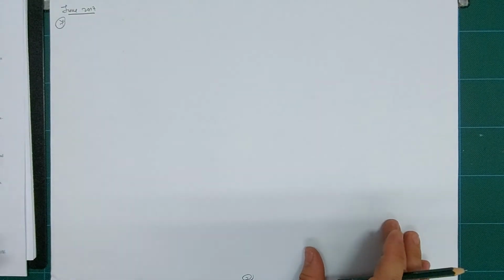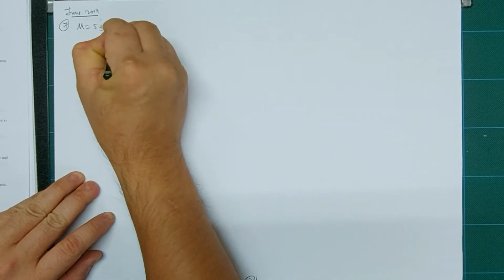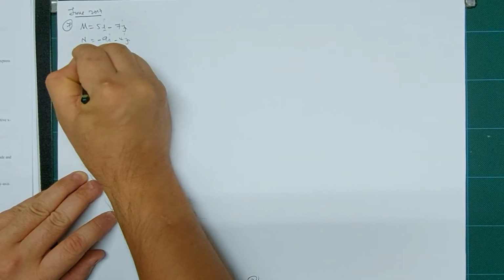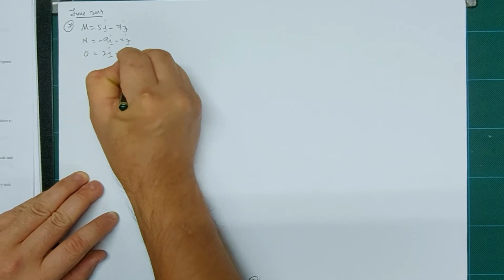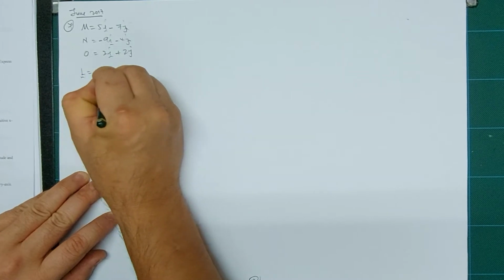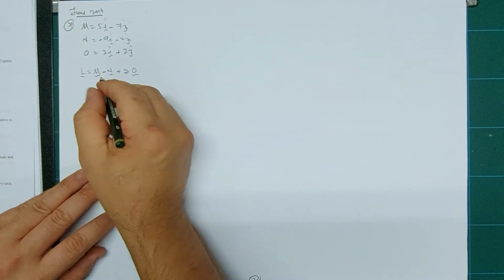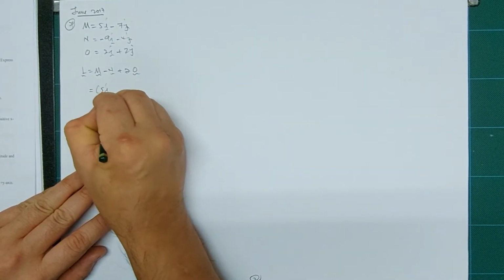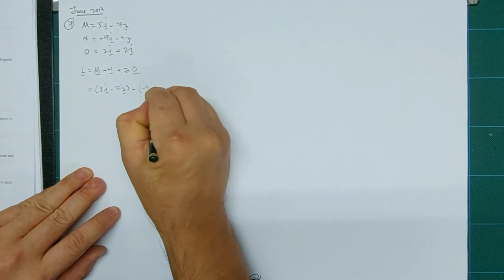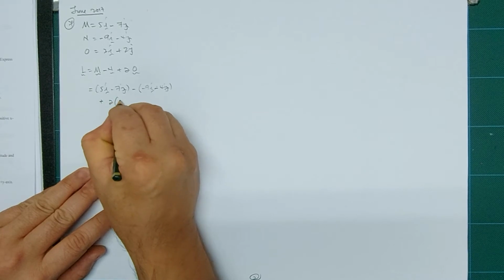Well, that is easy because it's already given in an IJK format. So we have M equal to 5I minus 7J. N is negative 5I minus 4J. O is 3I plus 2J. The question: L is equal to vector M minus N plus 2O. We just put in their components: 5I minus 7J minus negative 5I minus 4J, and finally, plus 2 vector O.